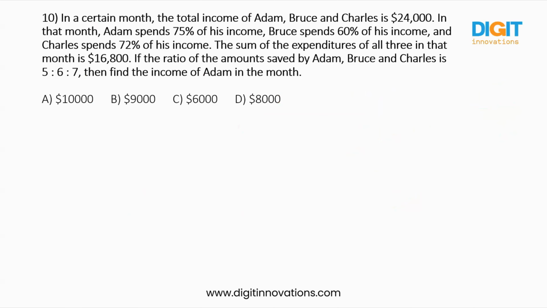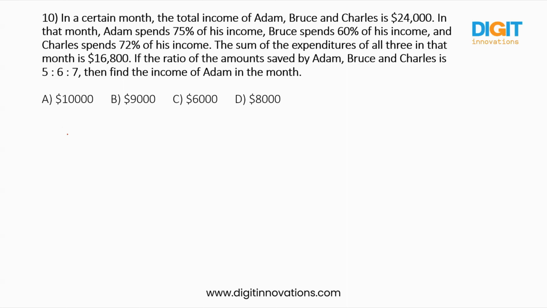Next one. In a certain month, the total income of Adam, Bruce, and Charles is 24,000. In that month, Adam spent 75% of his income, Bruce spent 60% of his income, and Charles spent 72% of his income. The sum of the expenditure of all three in that month is 16,800. If the ratio of the amount saved by Adam, Bruce, and Charles is 5 is to 6 is to 7, then find the income of Adam in the month.